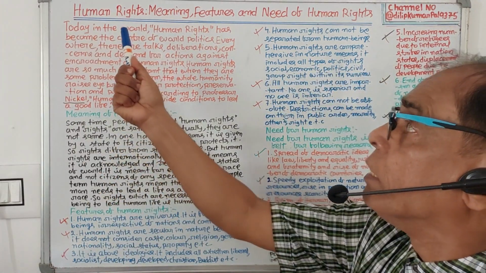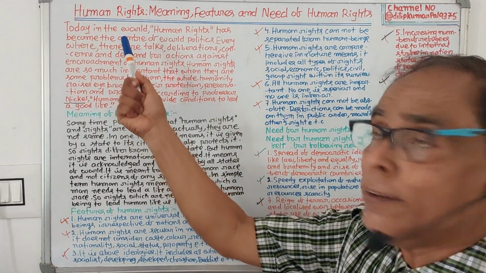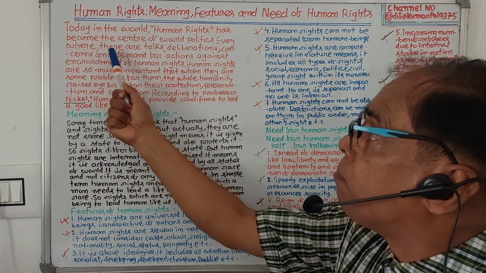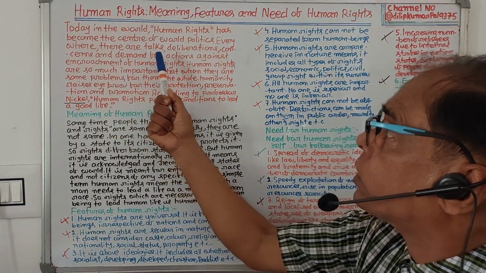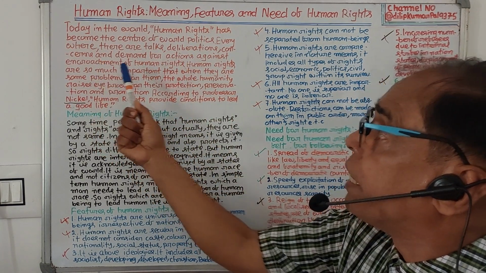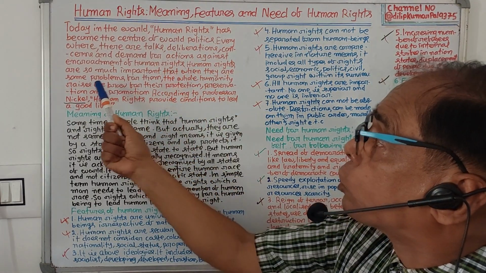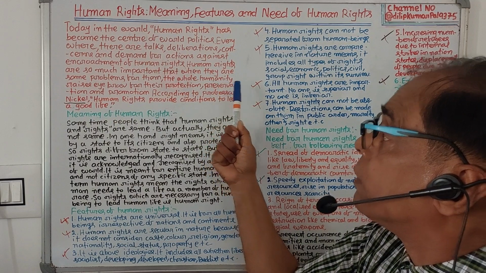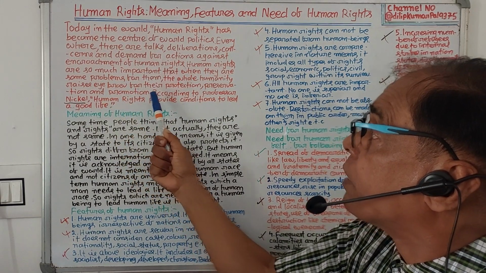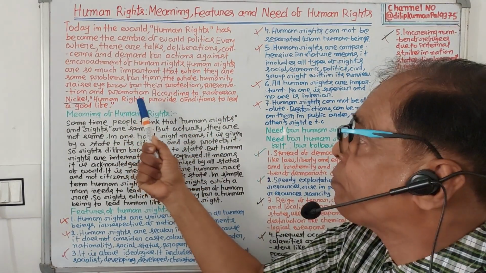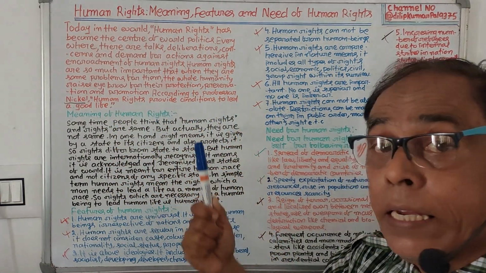Let us start. Human rights. What is the meaning of human rights? Today in the world, human rights has become the center of world politics. Everywhere there are talks, deliberation, concerns and demand for actions against encroachment of human rights. Human rights are so much important that when there are some problems for them, the whole humanity raises eyebrow for their protection, preservation and promotion. According to Professor Nickel, human rights provide conditions to lead a good life.